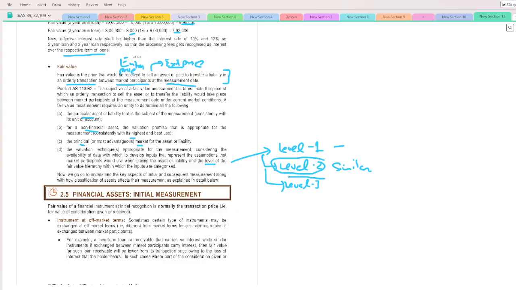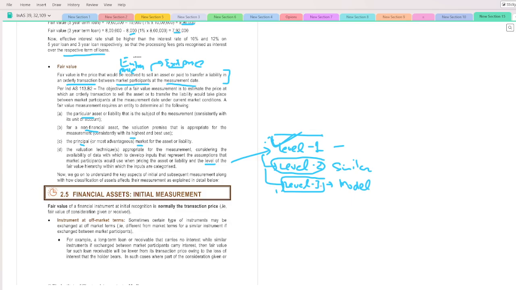And the third level, where you are not able to find out the price, here you are having your own technique, means you are using a model to derive the price of it, because it is not tradable in the market. So these three levels are there. This one is the most preferable, because this is the most transparent, because here you can see the price in the market.